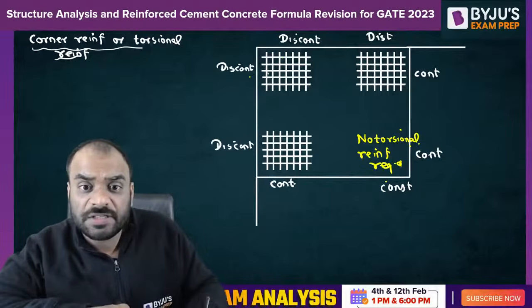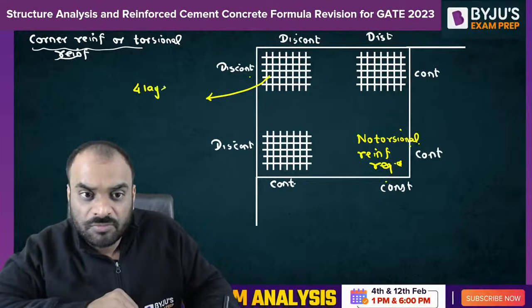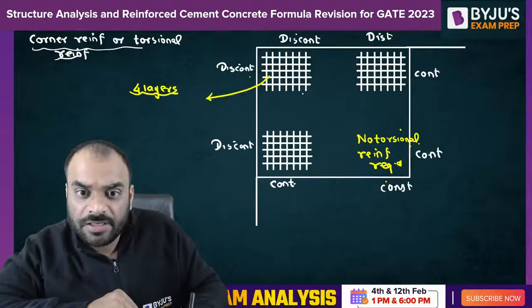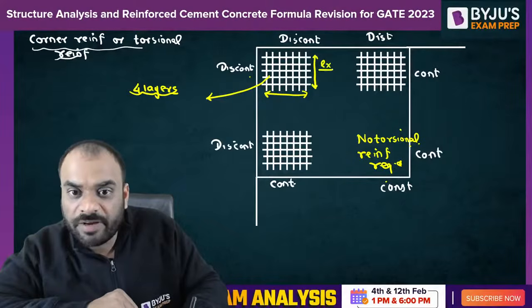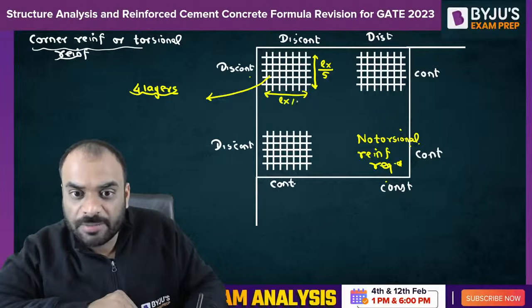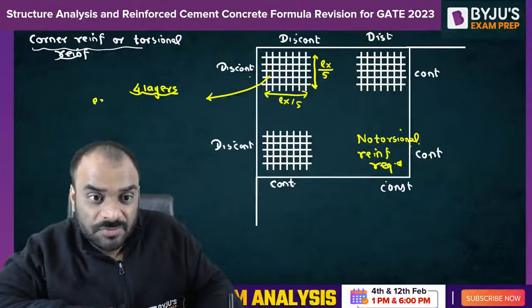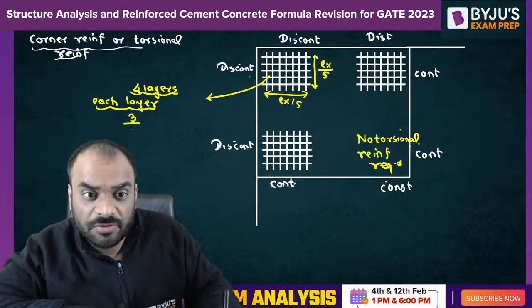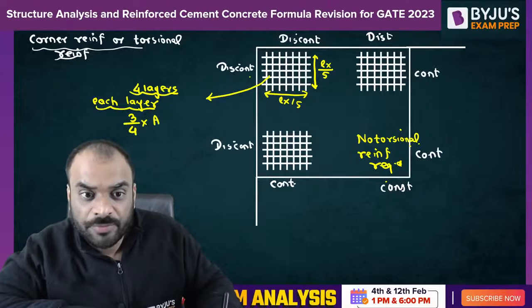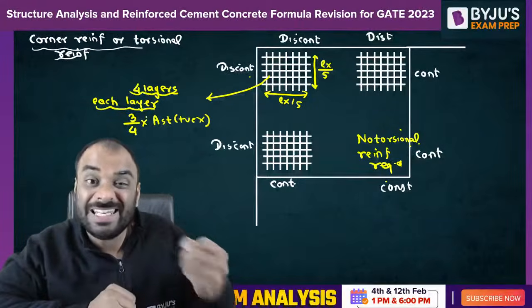But if two edges are discontinuous, then you need to provide the torsional reinforcement in 4 layers, right? And the dimension of this particular 4 layer will be Lx by 5, Lx by 5. This should be the dimension. That means it is in the form of a square, right? So each layer will have an area of reinforcement which is 3 by 4 of AST positive X, right? This should be the area of reinforcement which is required in each layer.